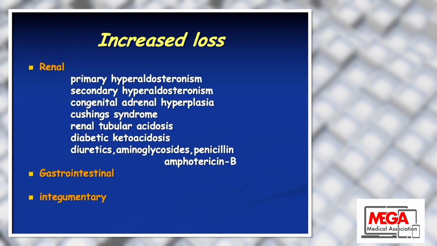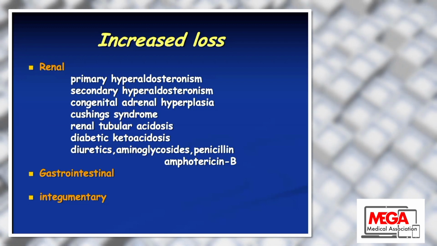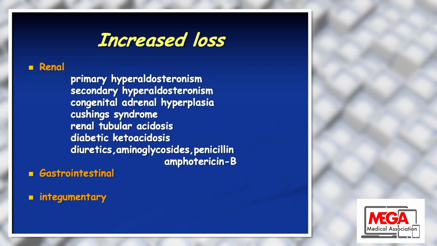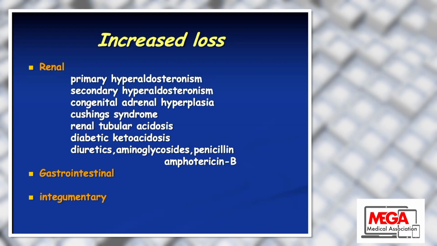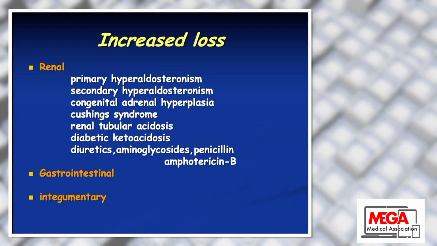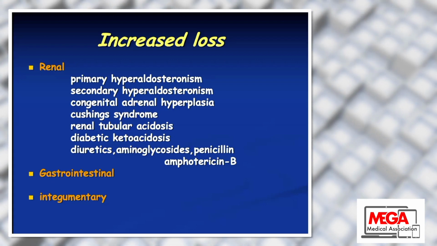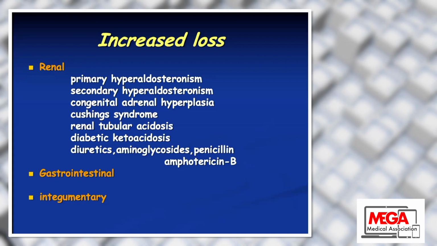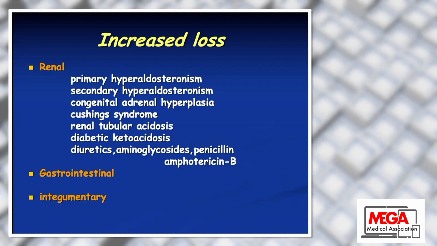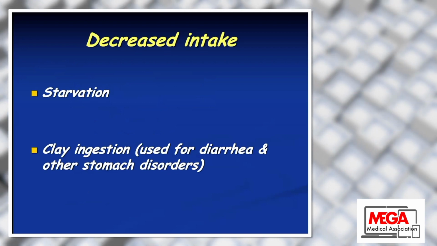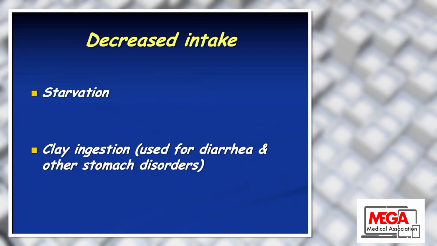Increased losses through the kidney occur in primary and secondary hyperaldosteronism, as aldosterone will result in excessive potassium loss in the urine. Congenital adrenal hyperplasia and Cushing syndrome, where elevated glucocorticoid and cortisol also increase potassium loss in the urine. Renal tubular acidosis, diabetic ketoacidosis, the use of diuretics and other drugs such as aminoglycoside, penicillin, and amphotericin B. Also losses through the gastrointestinal tract, through vomiting, diarrhea, or gastrointestinal fistula, or through the skin in cases of burn and sweating, or decreased intake of potassium in starvation or clay ingestion, where some persons use clay for treatment of diarrhea or other stomach disorders.